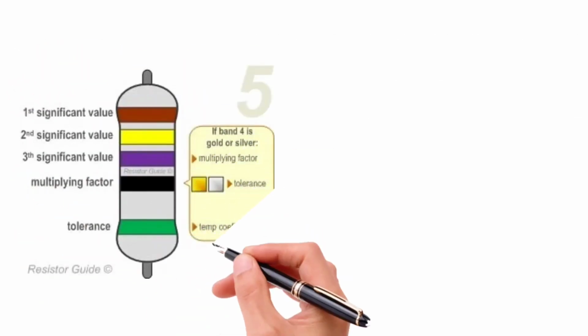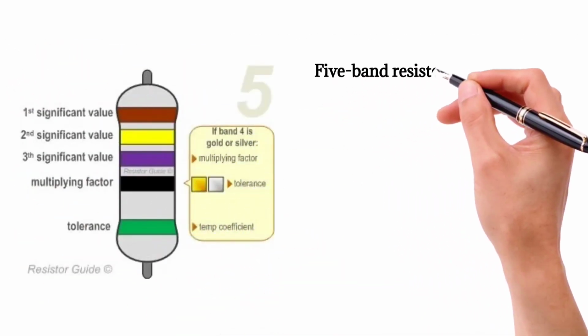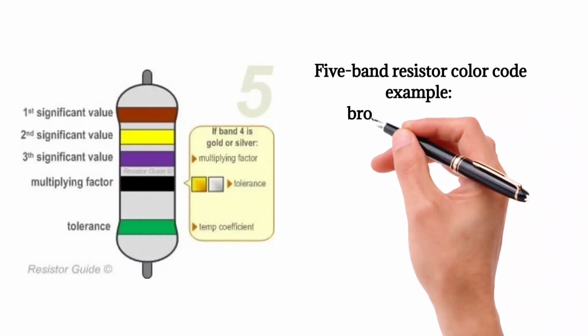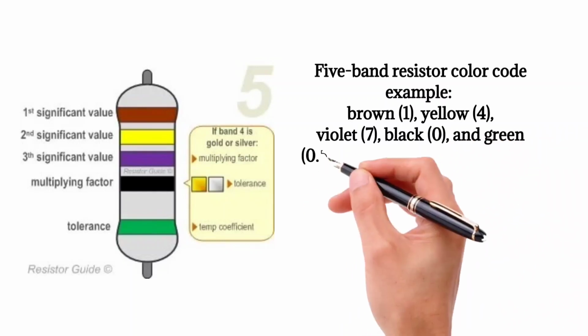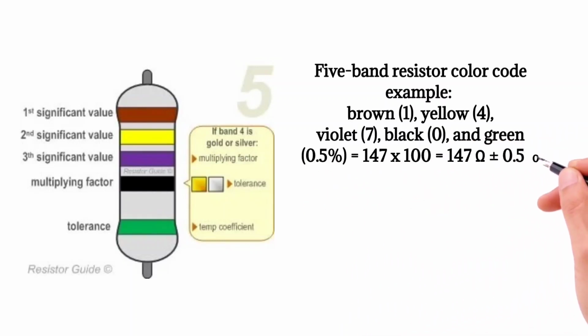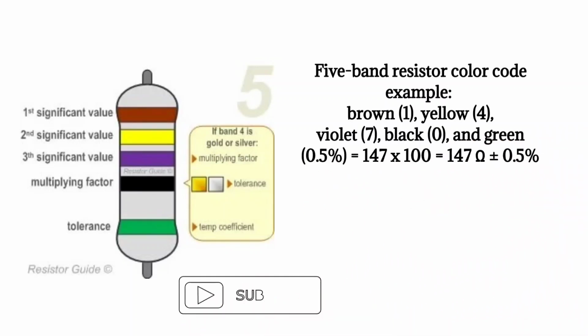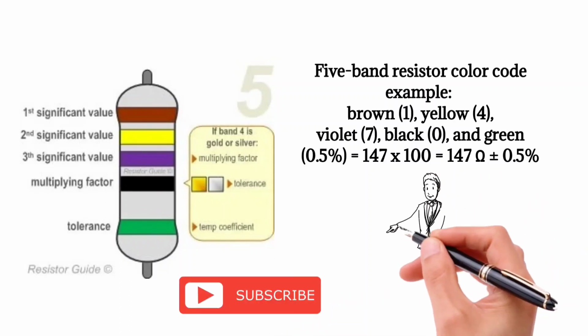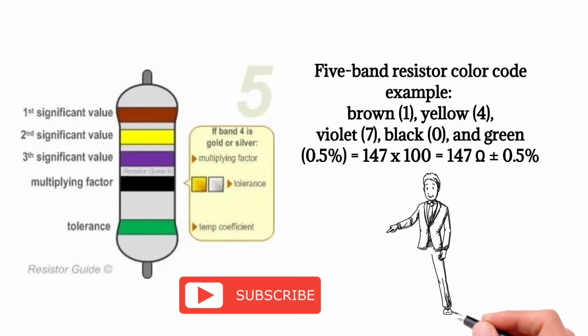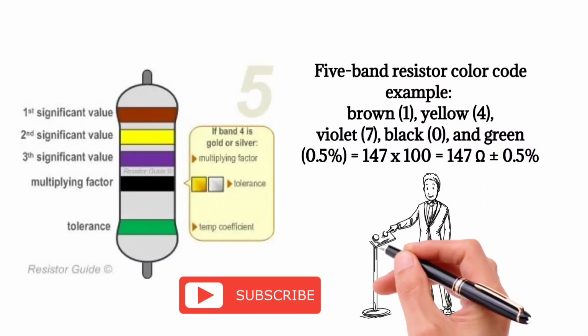From the diagram, here is a 5-band resistor color code example. The bands are: brown means 1, yellow means 4, violet means 7, black means 0, and green means 0.5% tolerance. That equals 147 multiplied by 10 to the power of 0, which equals 147 ohms with a 0.5% tolerance.